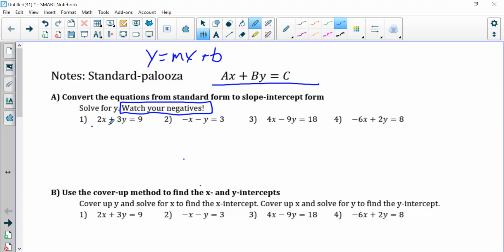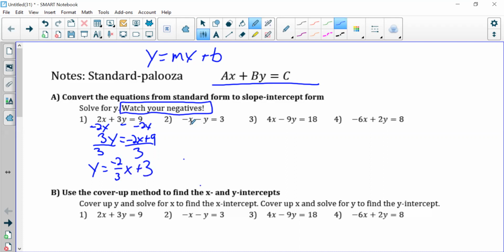So I want to convert this to slope-intercept form, which means I need y by itself. So let's get rid of these x's first. So it leaves me with 3y equals negative 2x plus 9. I don't care what 3y is. I want to know what y is. So divide both sides by 3. So y equals negative 2/3 x plus 3.